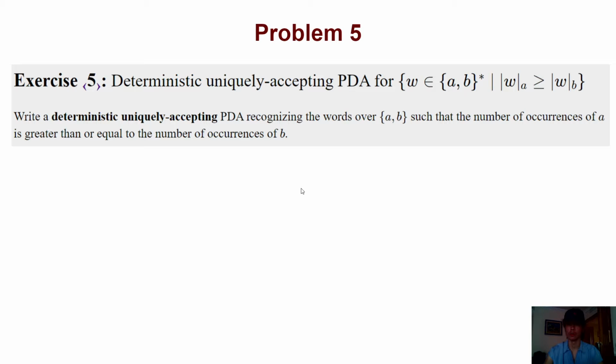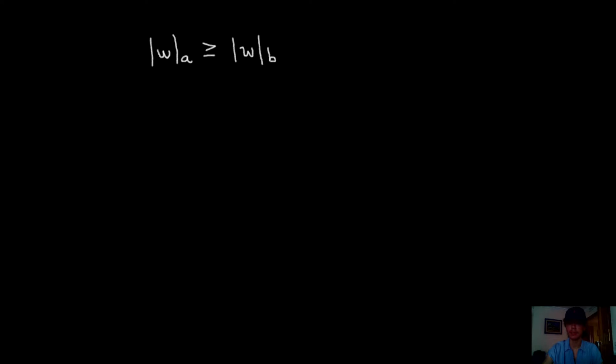Before jumping into the construction of this PDA, we will first see some instances of words that belong to this language, then some instances of words that don't belong to this language, so that we fully understand this language. The language given is the words over the alphabet A and B, such that the number of A's is greater or equal than the number of B's.